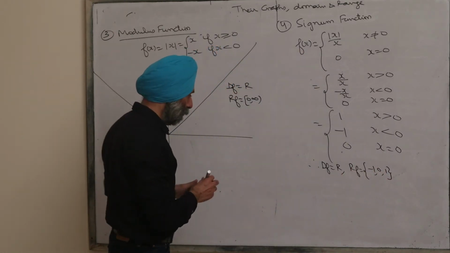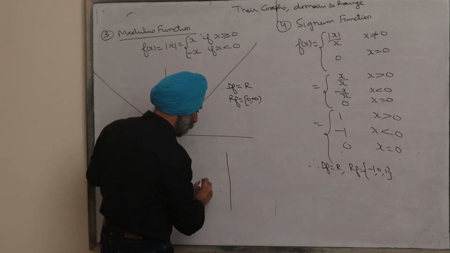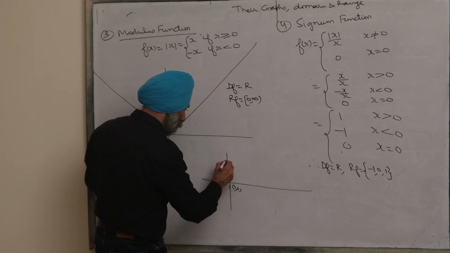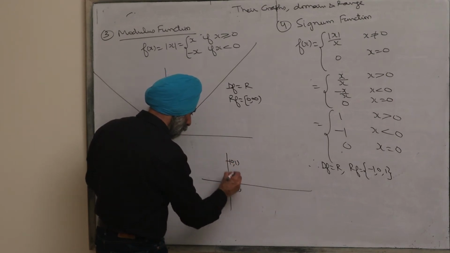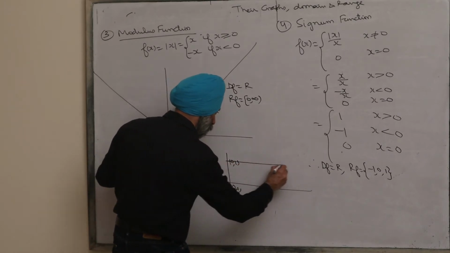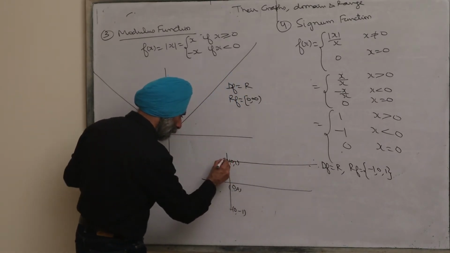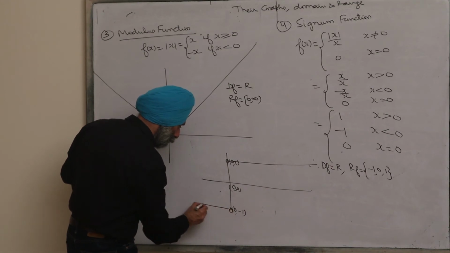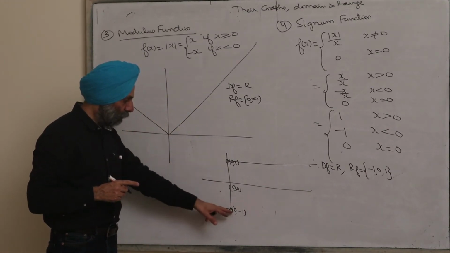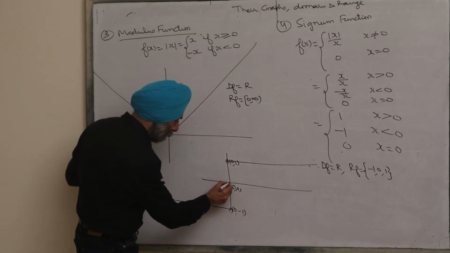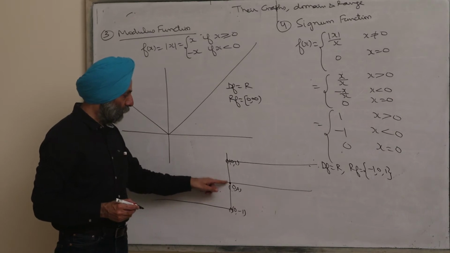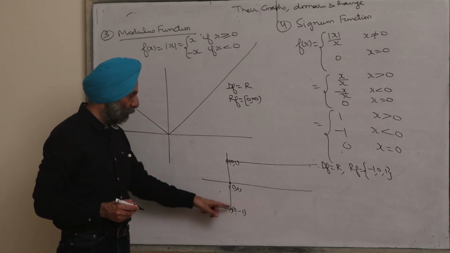So how is the graph of signum function going to be like? So it is 0, 0. So this is 0, 1. This is 0, minus 1. So graph is going to be like this, like this. So that means these two values are not included, but the 0, 0 point will be included here. This is included, this is not included, this is not included.